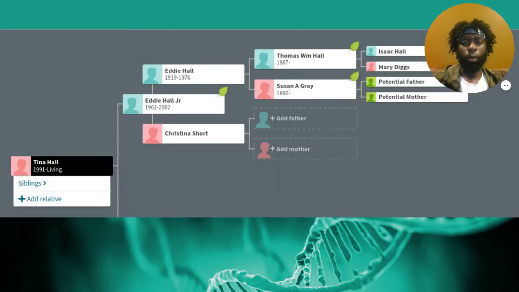And so this is a view of Tina Hall's tree on Ancestry. So she has her father, Eddie Hall Jr. This is going to follow her paternal lineage. And then her paternal lineage goes all the way back to Isaac Hall and Mary Diggs. And where they want to concentrate is starting with the siblings of Thomas William Hall, so the son of Isaac and Mary. And from there, they're going to keep tracing back toward present day.